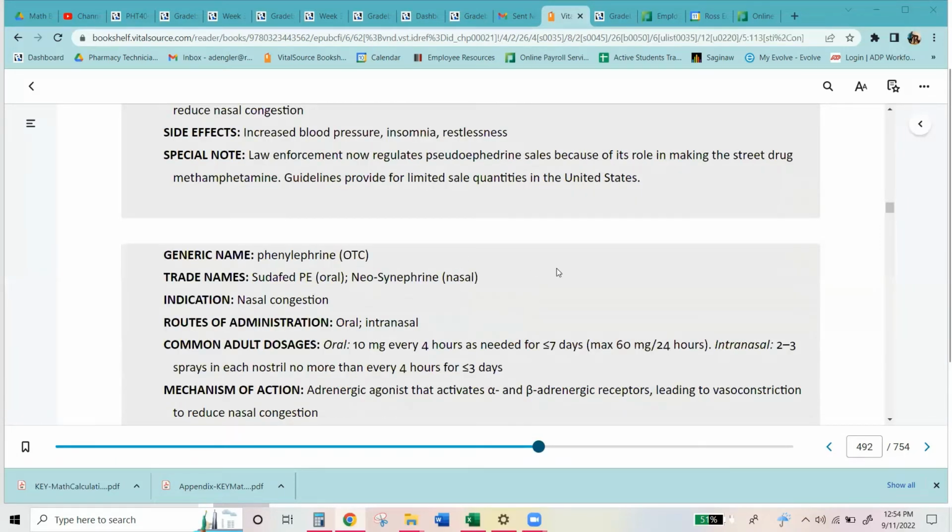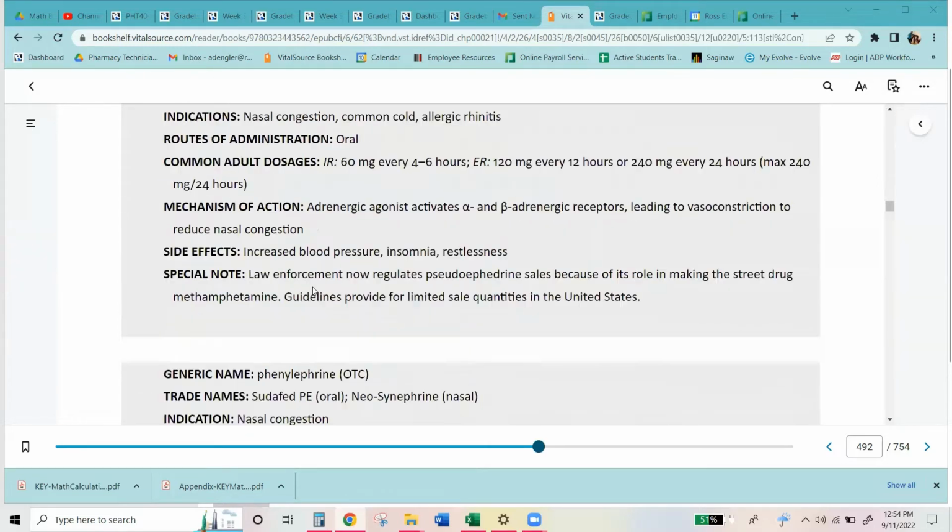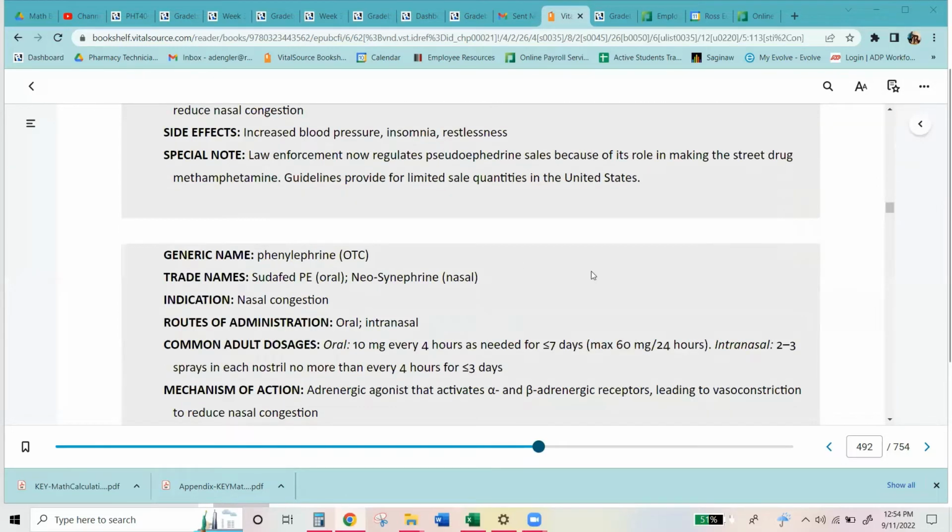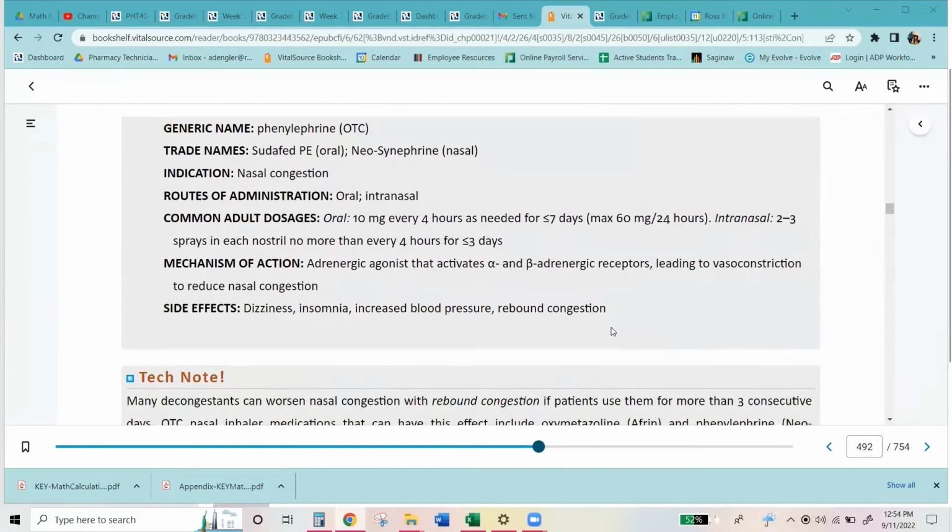There is Sudafed that is still on the shelf, different from pseudoephedrine. It is phenylephrine, and you can buy that over the counter. From pharmacists, I've heard it doesn't work as well as pseudoephedrine, but I think it's okay for people with high blood pressure.